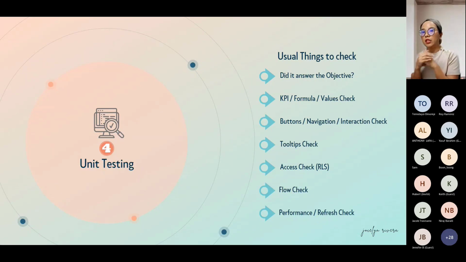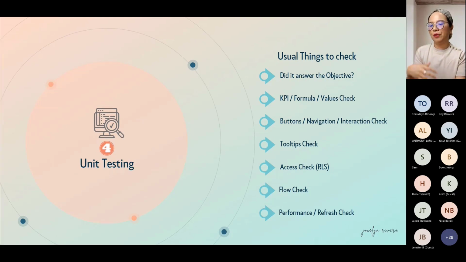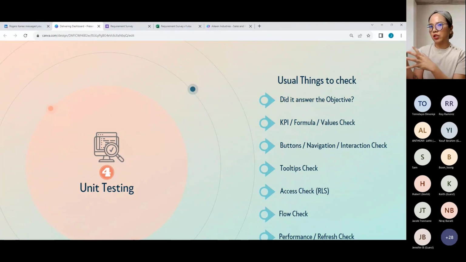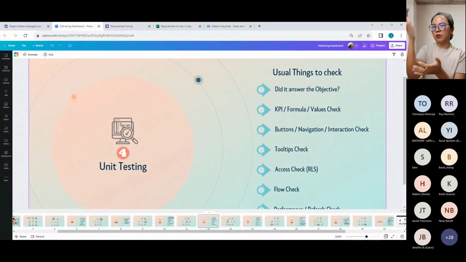And then the next one is flow check. What do I mean by flow check? When it comes to designing as well, I do want to have some type of flow when it comes to the report. What I mean is that if you wanted to achieve a certain objective, it goes from one step to the second step, third step, if there's need.